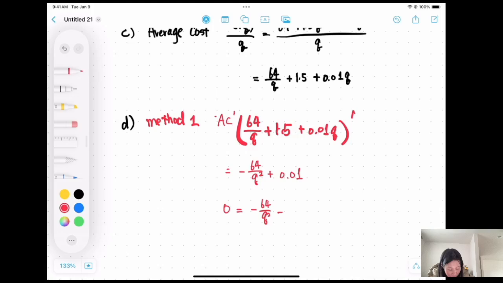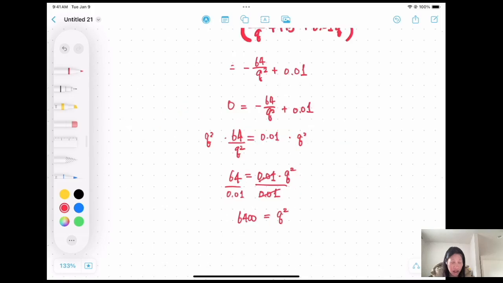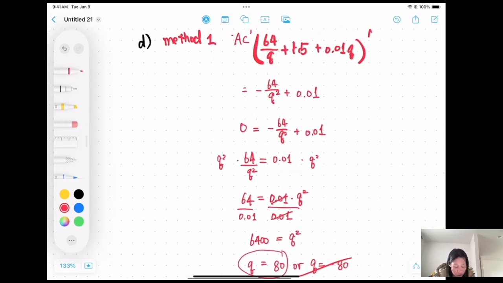Okay, let me do the multiplication by q squared in case someone doesn't follow. This goes away, and then I get 6,400 equals q squared, and then take the square root on both sides. So q is either equal to 80 or negative 80. And since quantity is how many mitts we're going to produce, in reality we need to drop the impossible answer, which is negative mitts. You can't produce negative items, right? So that's why q should be your critical point. Again, you need to use the second derivative to check the answer, see if this is concave up at the point q equals 80.